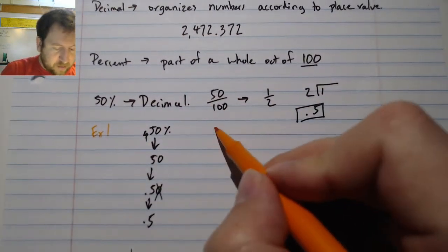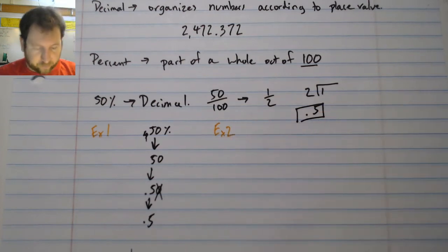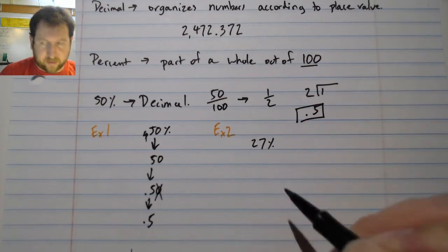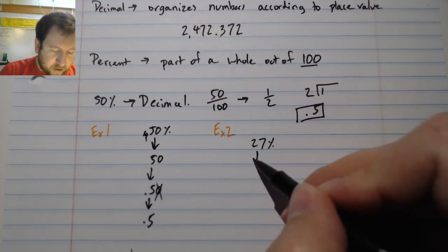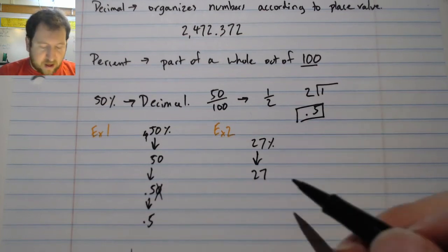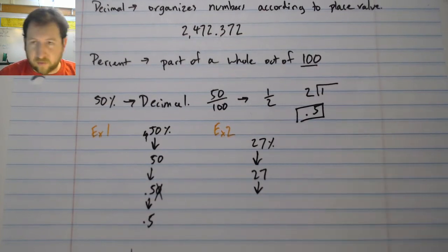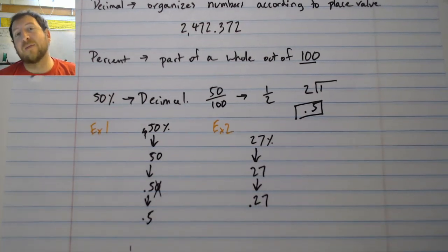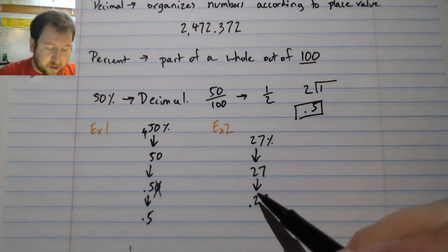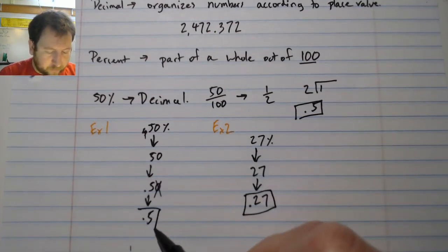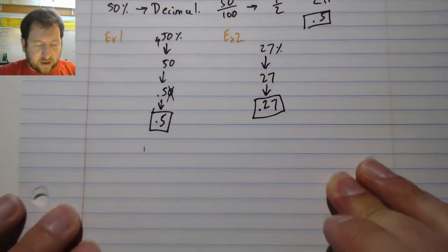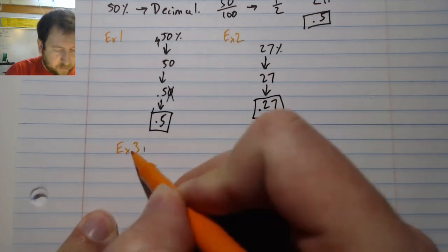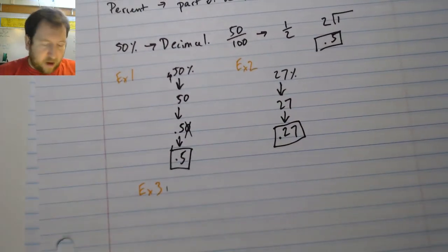Example 2 over here. This time let's take a look at 27%. Okay, so to do this, all I'm going to do is get rid of the percentage, 27, and then I am going to put that decimal right in front of where the tens are. So I get 0.27. At this one, I have it completely simplified already, so I'm good to go. The one tricky thing that can happen is I have to be careful of my place values.